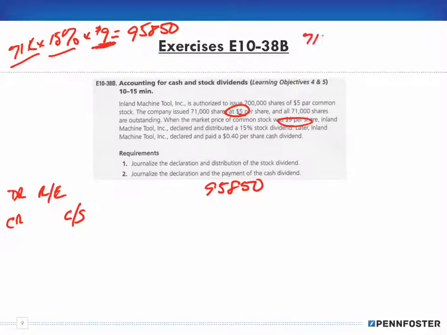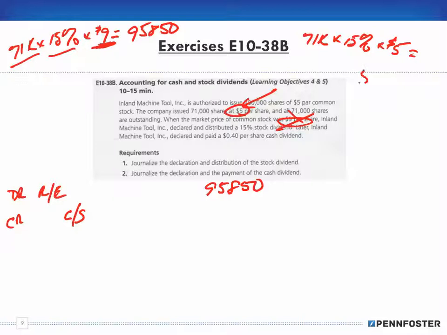When we create the additional stock, we have 71,000 shares at 15%. But now we're creating the stock, so we go back to the par value, not the market value, of $5 to determine how much additional stock we're going to create. So 71,000 shares at 15% at $5 is $53,250. So we're going to credit common stock for $53,250.